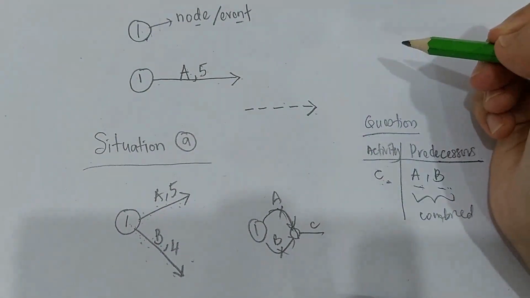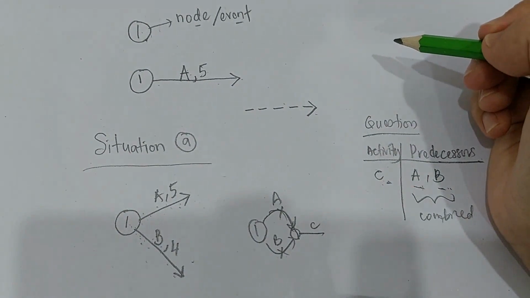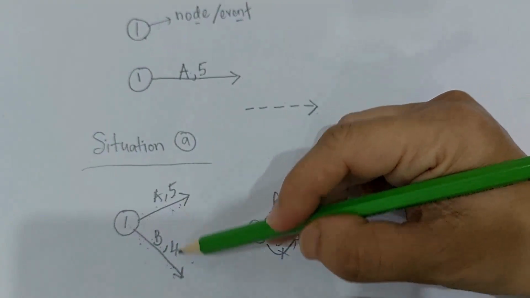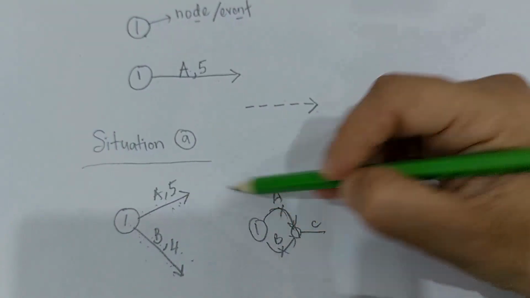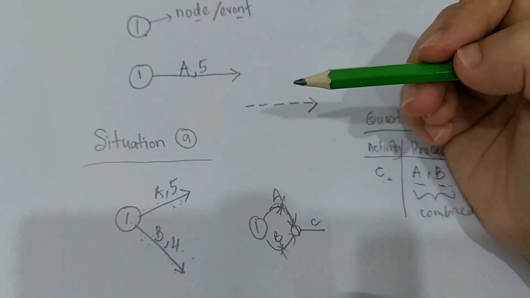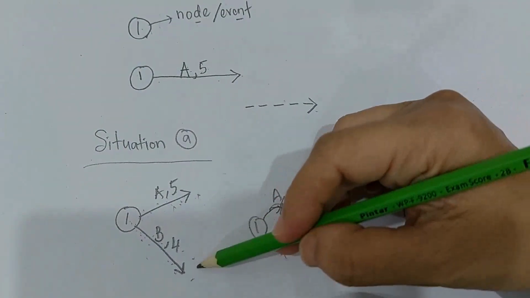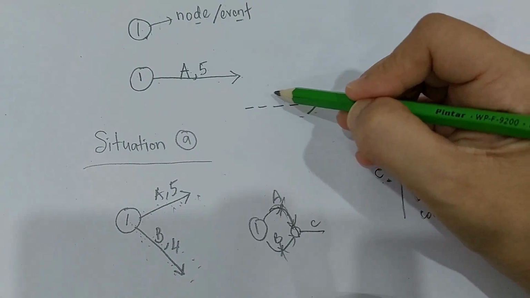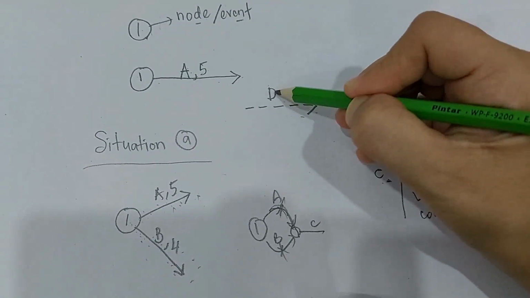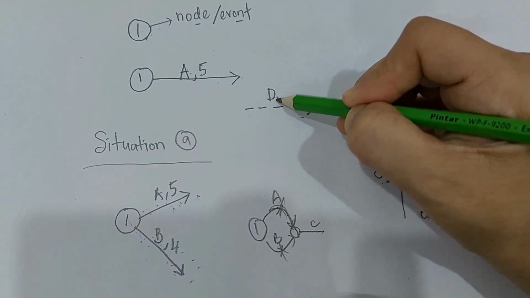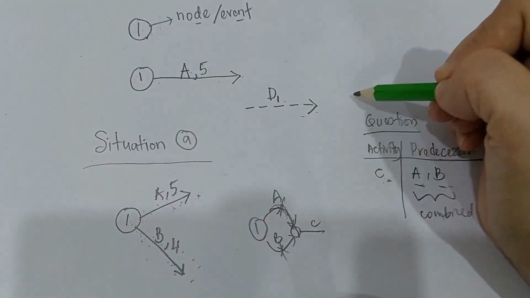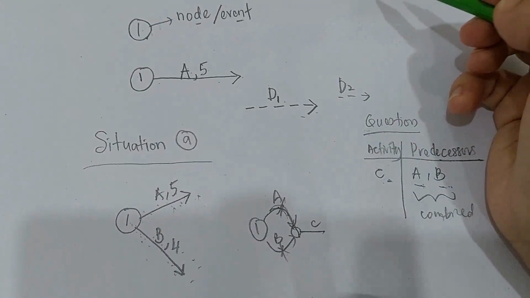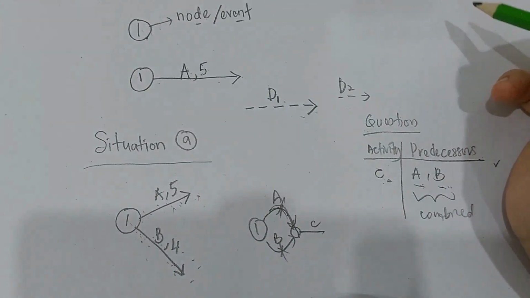What is the function of a dummy? That is to combine the activities which cannot be combined. Ni activity perlu di-combine, tapi rule kata kita tak boleh combine by bending the line. So in order to connect and combine these two, we have to use a dummy line. How to label a dummy? A dummy has its own name, D1. If you need to use more dummies, the next dummy you will label as D2, D3, D4 and D5.